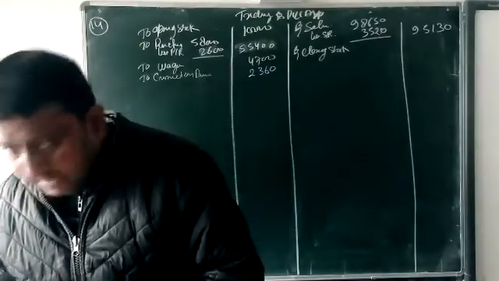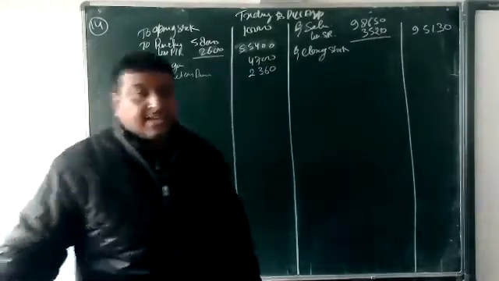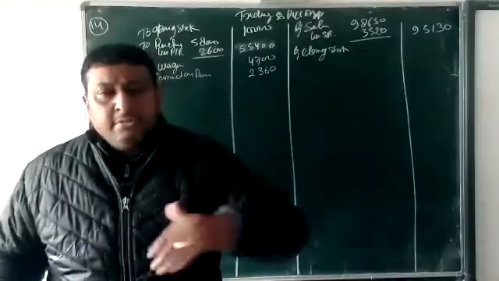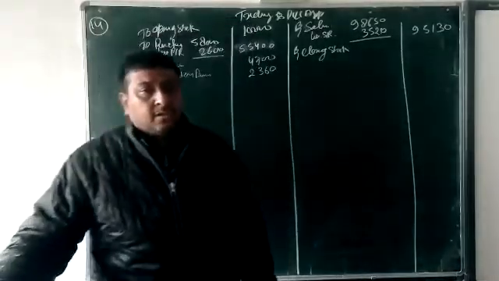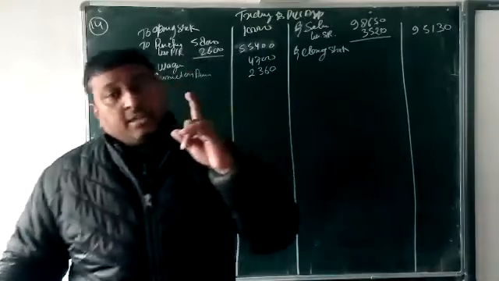Bad debts is going on the PL account. Okay, next. Tell me all, just read all. Carriage on sales, going on the PL account.